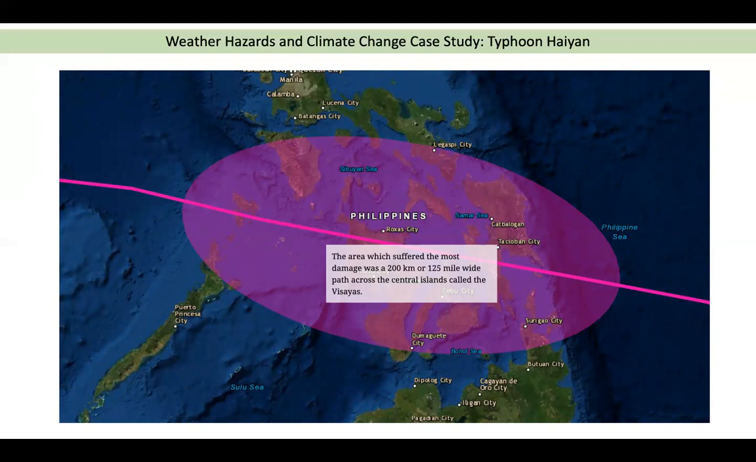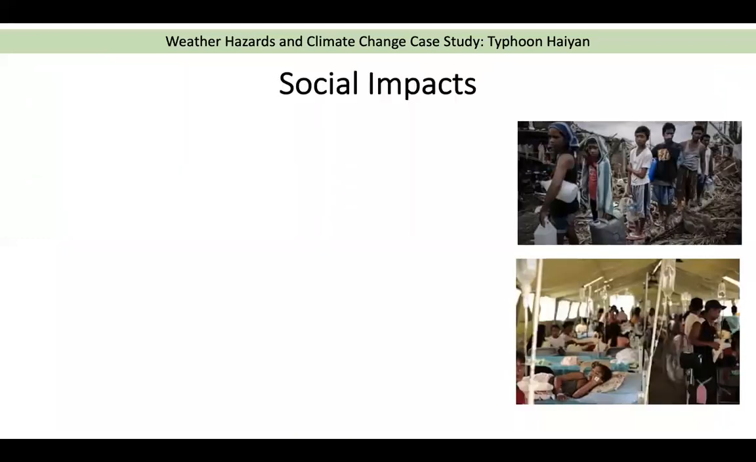So just take a minute to try and identify that on the map. The area which suffered the most damage was 200 kilometers wide across these central islands called the Visayas. Okay, that is a size much wider than the Greater London area. Okay, so thinking about some of those impacts.